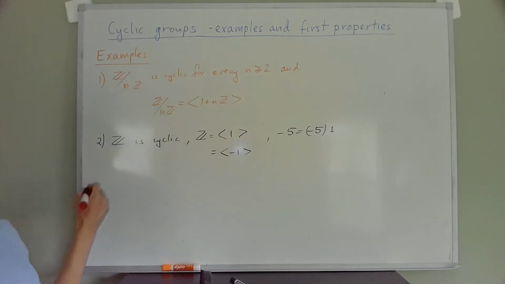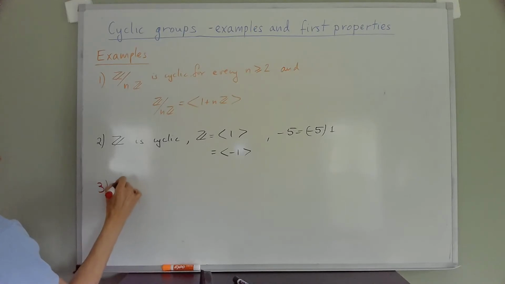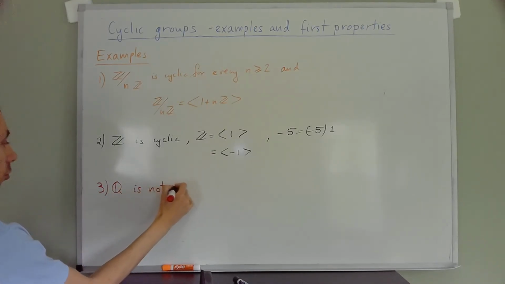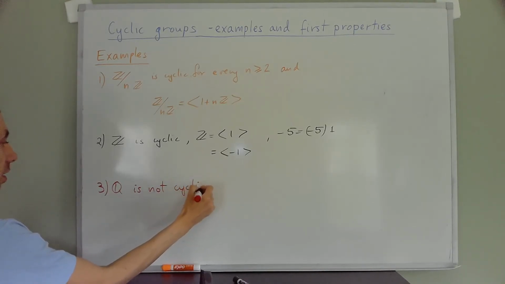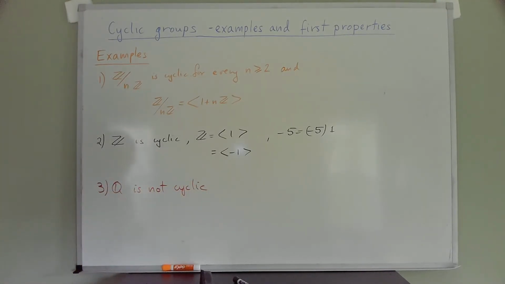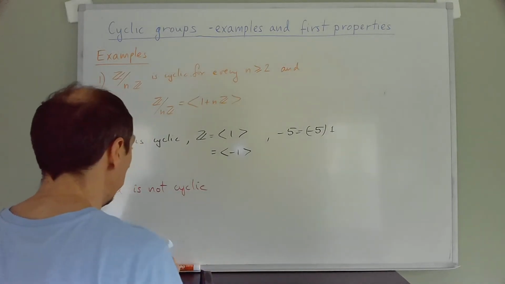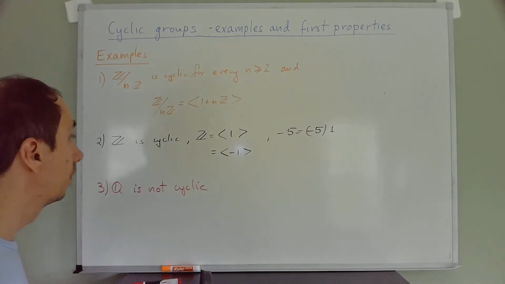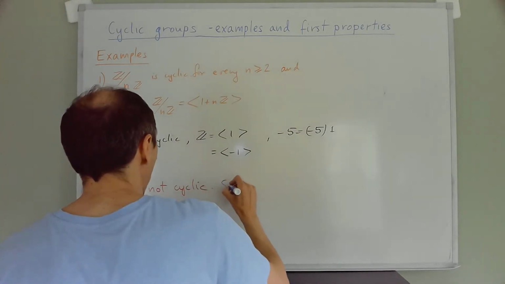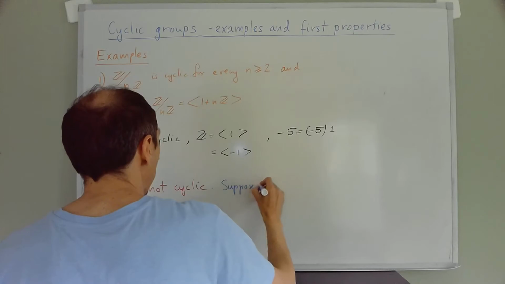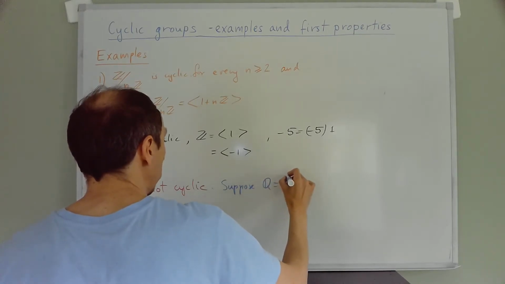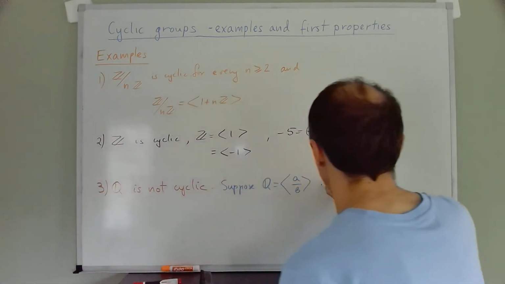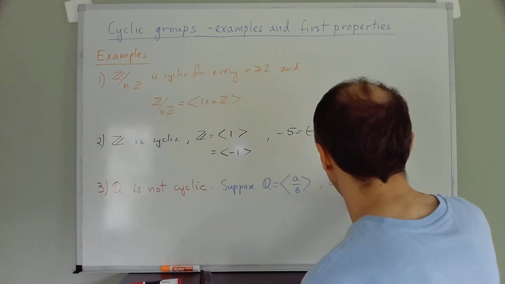Let's look at Q. With addition, I claim Q with addition is not cyclic. Well, how do I know that? So let's prove this by contradiction. So suppose Q is generated by some rational a over b, and a is not 0, b is not 0.